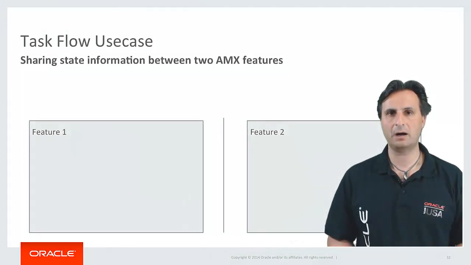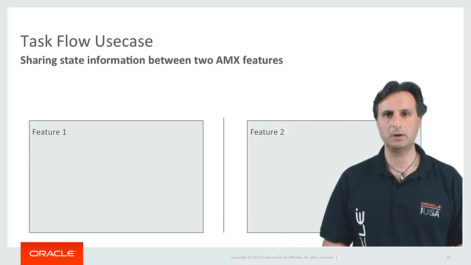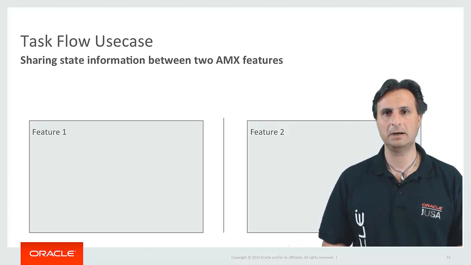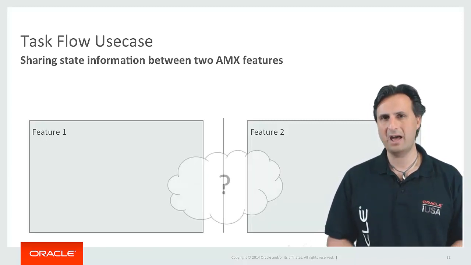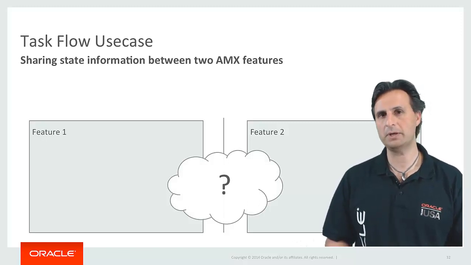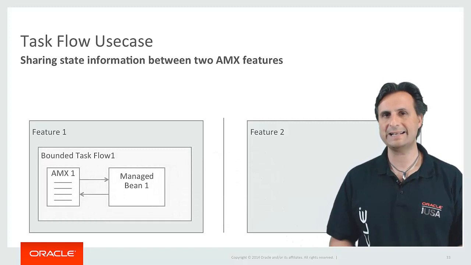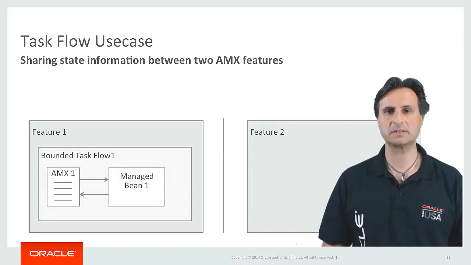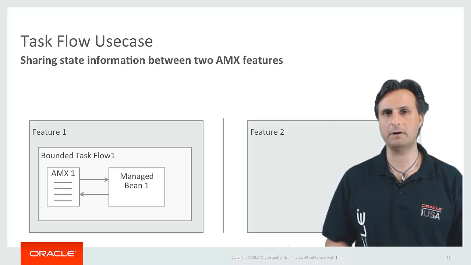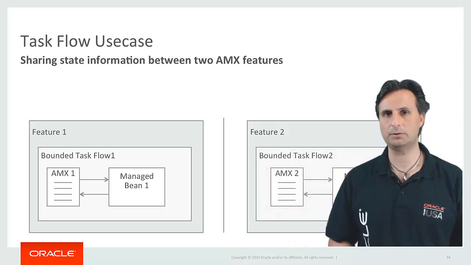So here's an architectural image of how this works. I have a task flow defined, feature 1, feature 2. I created AMX features out of a task flow. How do I get the communication going between the two sides here? Looking into the feature, it's an AMX feature, a task flow exposed as a feature. I have an AMX page and a managed bean defined on the task flow. And the same is what I do on a second feature.